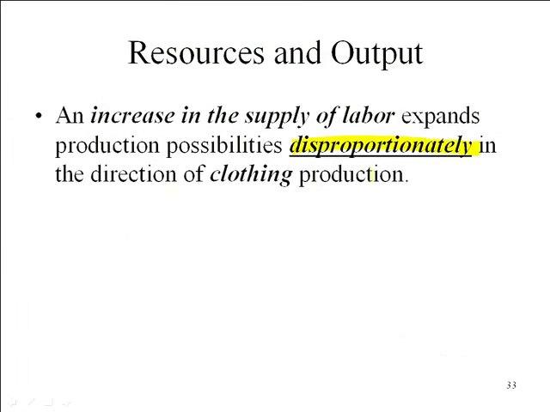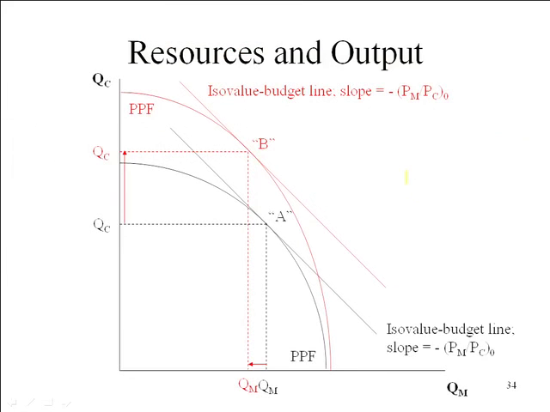So had we changed labor rather than capital, this is what we would have seen. The production possibilities frontier would have shifted out, but not very much in the direction of machinery, and a lot in the direction of clothing. And with the same relative price, the output of clothing will increase quite dramatically, and the output of machinery will actually decline.